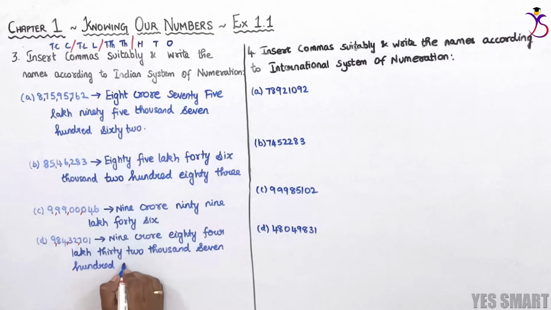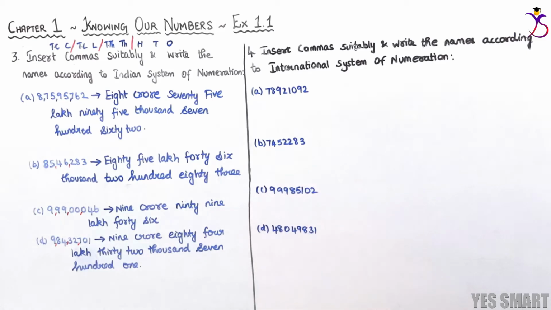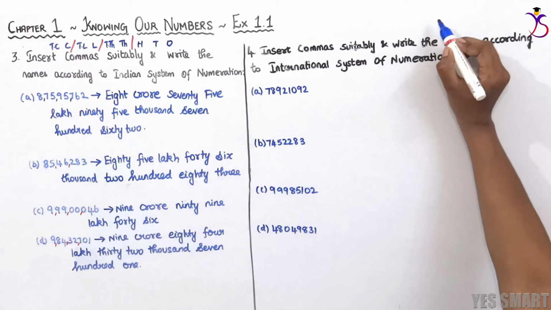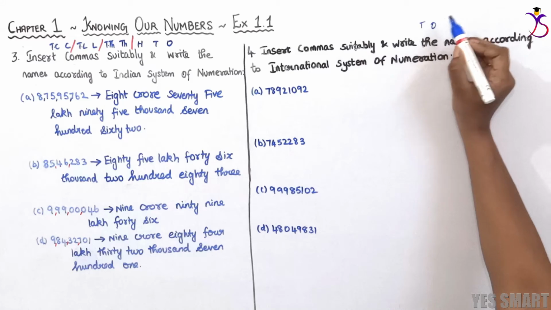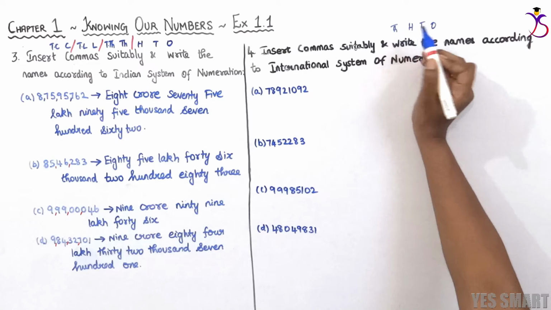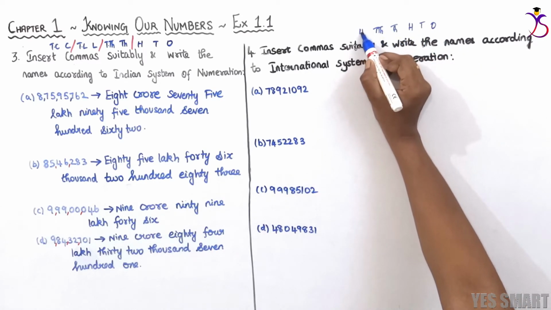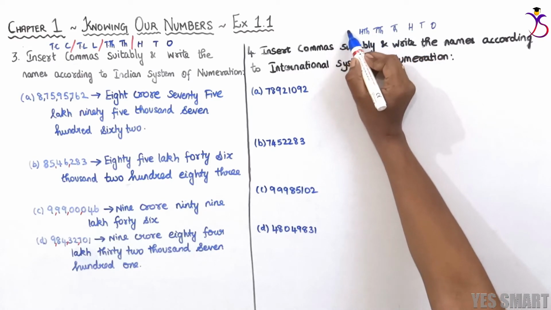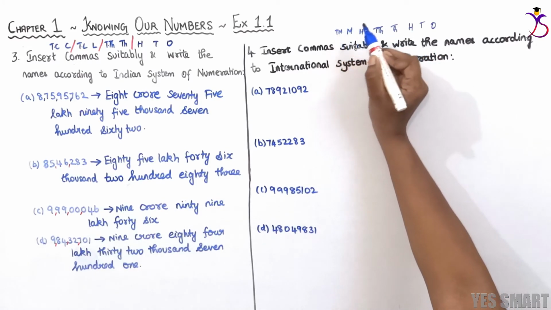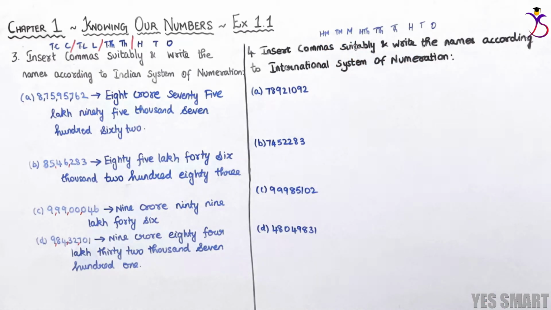Now let's move on to the fourth sum. It is similar to the third sum, but the only difference is here we are supposed to relate it with the international system of numeration. So let's write the position names first. Ones, tens, hundreds, thousand, 10,000, 100,000, million, 10 million, 100 million. The commas will be after every 3 digits.